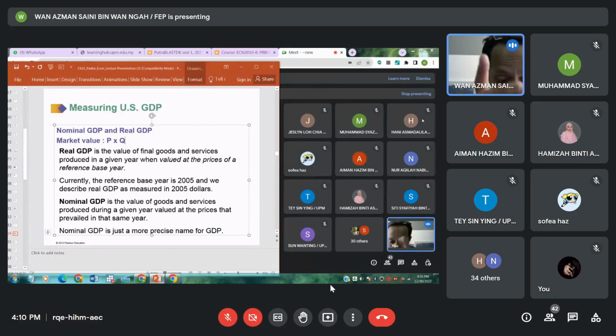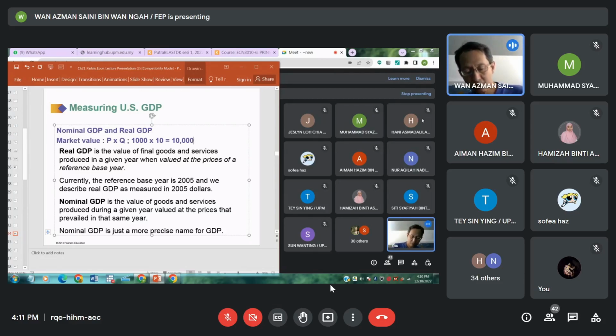So let's say in the economy there is only one good produced. They produce smartphones, and they produce 10 units of smartphones, and the price for each of the smartphones is 1,000. So the price is 1,000, multiplied by 10 units. Then the market value is going to be 10,000. This is by assuming that there is only one good. This is how they compute the market value.